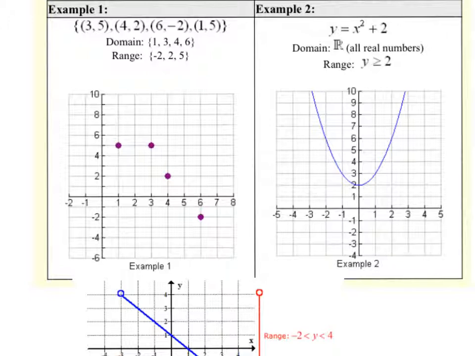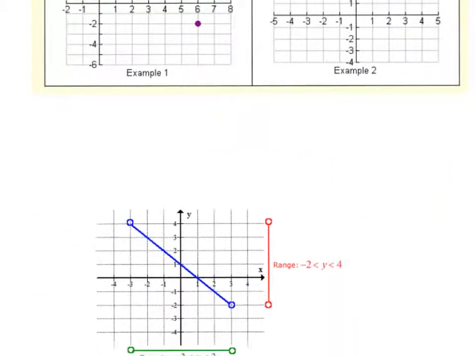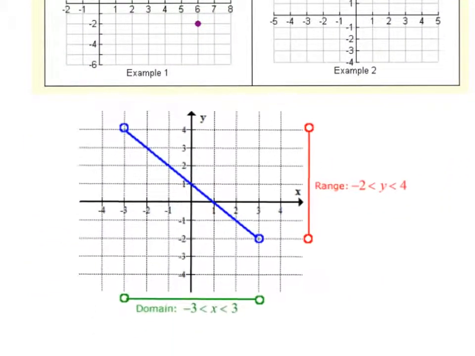Example 2 is a function, and it asks me to list the domain. For this one, the domain is all real numbers, which is this capital R, and the range is going to be y is greater than or equal to 2, because all the y values start at 2 and go up. And the x values go on and on forever in each direction. You don't have to write those, they are just examples. There's another one here, so you can just kind of see what we're going to get into.